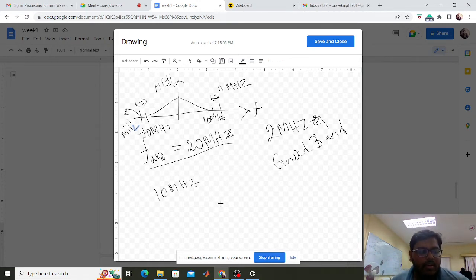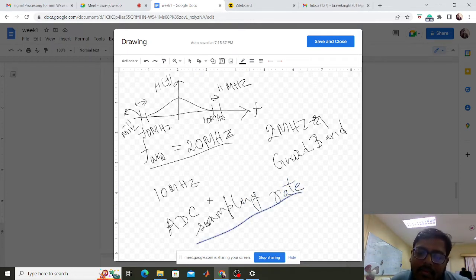So now, can anybody comment: if I want this type of band, what should be the ADC sampling rate? Anybody here? Nobody here? So 10.5 megahertz? Probably no. The answer is, the Nyquist rate is 20 megahertz, right? That is the sampling frequency. At least you need that, otherwise this 10 megahertz signal cannot be reconstructed, right?